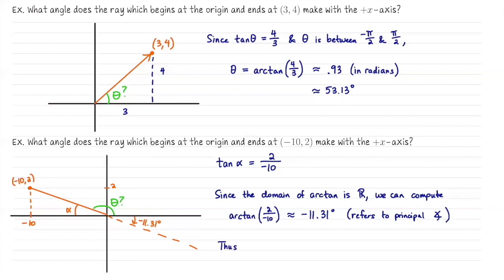Therefore, theta would be 180 degrees minus 11.31 degrees. So we recognize alpha as 11.31 degrees. This gives us a theta value of 168.69 degrees approximately.